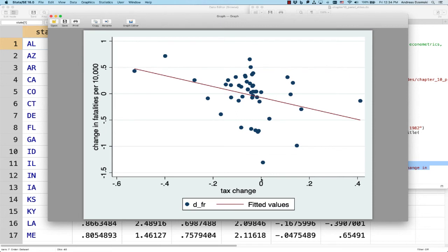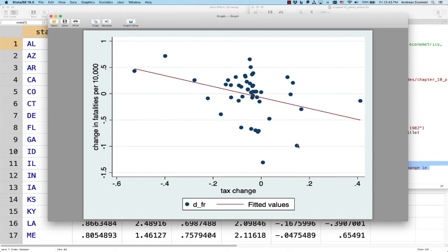So a state that didn't change its tax would be on this vertical line. All the states here in the positive range increased the taxes on beer, and all the states here decreased the taxes on beer. Let's take a closer look at this state here in the southeast of the graph. This state increased its beer tax and simultaneously saw a decrease in the fatality rate. So this decrease in the fatality rate cannot be driven by the state fixed effect, because the state fixed effect is time invariant, so it cannot drive changes over time.